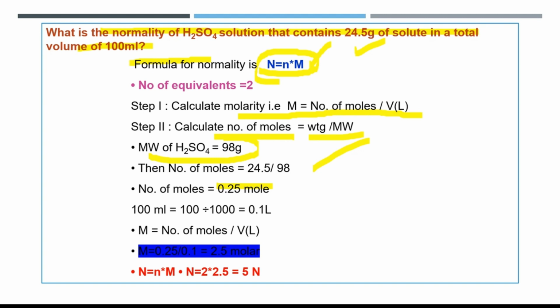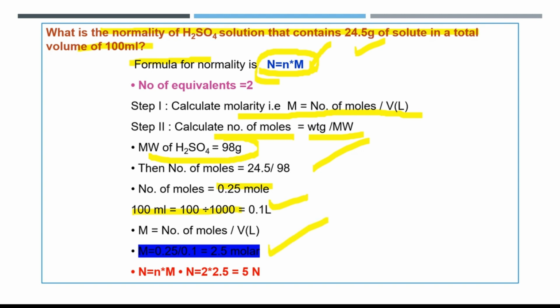Now the required volume is 100 ml, so you have to calculate the volume in liters. 100 ml is equal to 100 divided by 1000. Why do we divide by 1000? As you know, 1 molar solution is the molecular weight in 1000 ml. That's why we divide by 1000, and it becomes 0.1 liter. Now molarity is equal to number of moles divided by volume in liter, that is 0.25 divided by 0.1 liter, which gives you 2.5 molar.